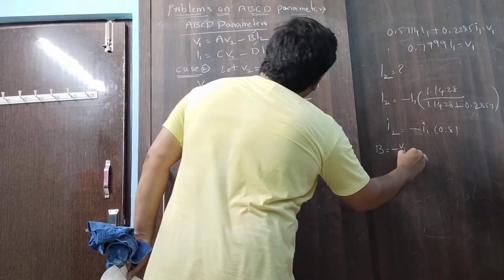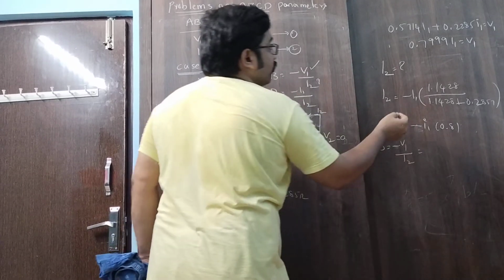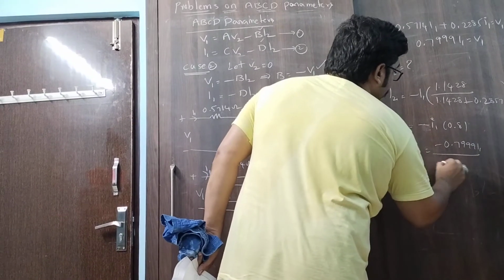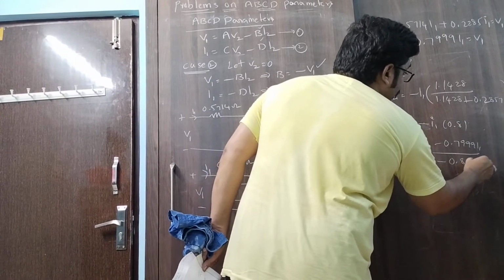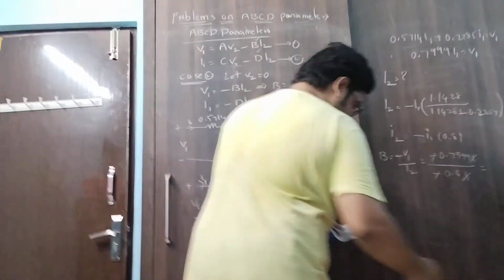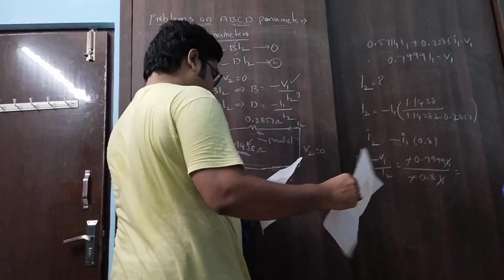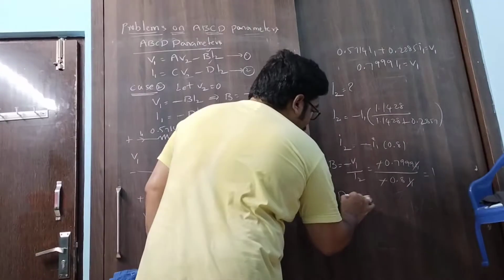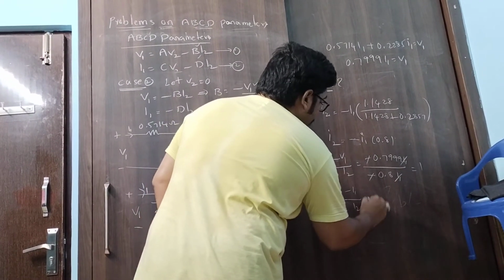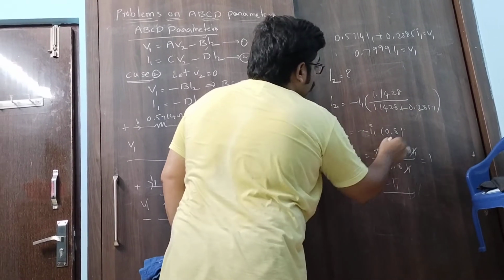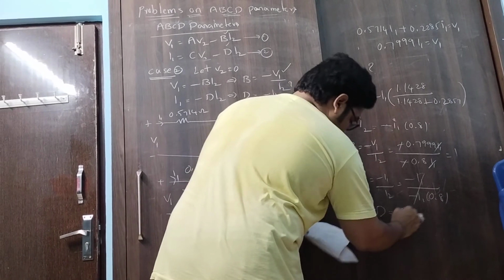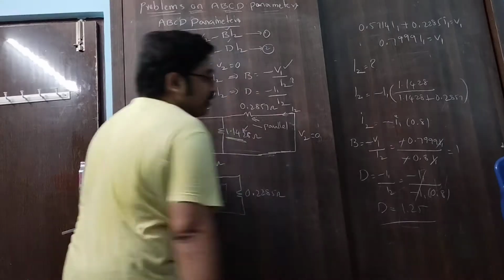Now you need to substitute these two values. B is equal to minus V1 divided by I2. What is V1? Minus 0.799 I1 whole divided by minus 0.8 into I1. This and this will get cancelled. So you are going to get the value of B as 1. At the same time, D is equal to minus I1 divided by I2, which is minus I1 into 0.8. This and this will get cancelled. The value of D you are going to get is 1.25.